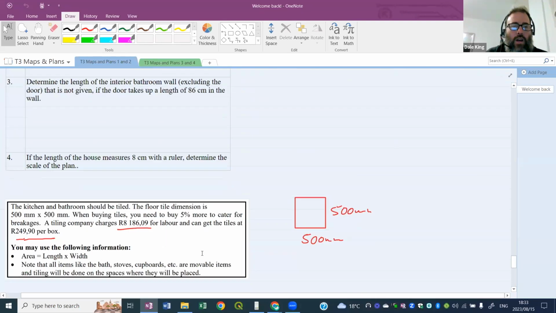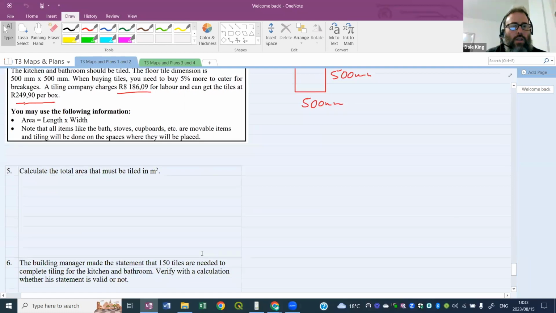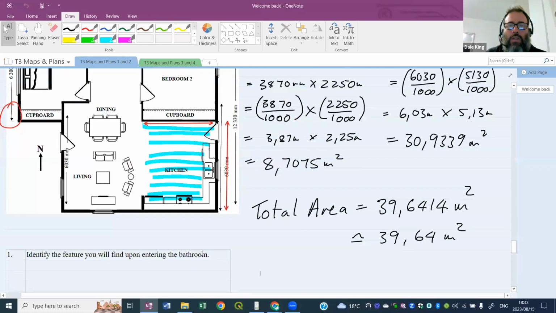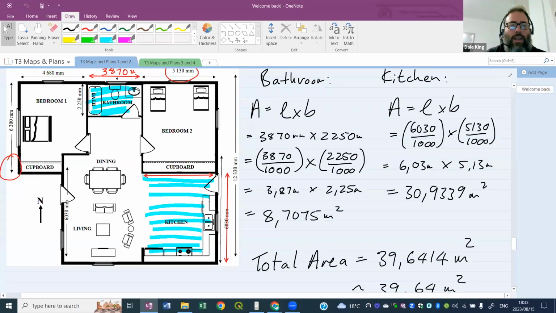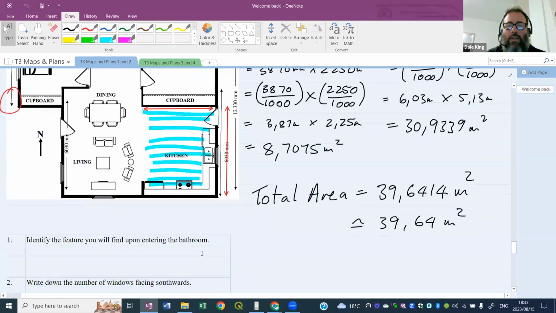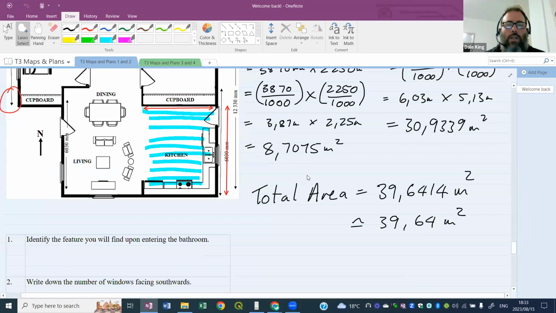Okay. Question five said, calculate the total area that must be tiled. And we did the calculation. There it is on the right hand side for the bathroom and the kitchen. That is the total area that must be tiled. Now I'm going to bring this answer because we will need it. So I'm not going to go over it again. We will need this answer to carry on with the question.